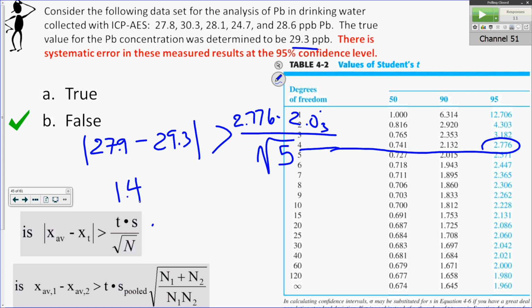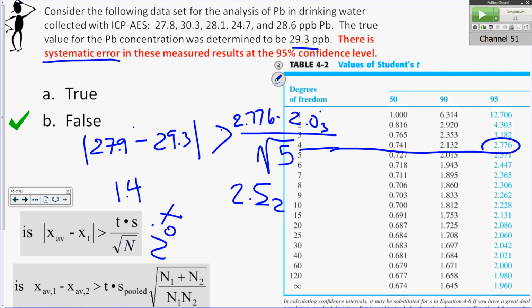I've got a difference of 1.4, and I want to know: is the confidence interval greater than 1.4? So 2.77 times 0.203 divided by the square root of 5, and I get 2.5 with an insignificant 2, and it's not. So the question is, is there a systematic error? If there's a systematic error, that means there's bias, and this difference would be greater than this. So my difference between the true and the average is less than the confidence interval.